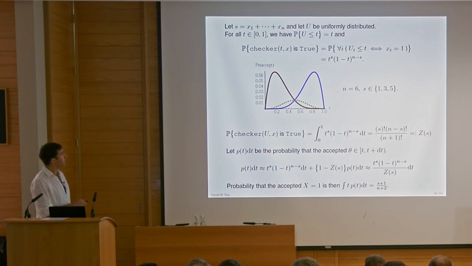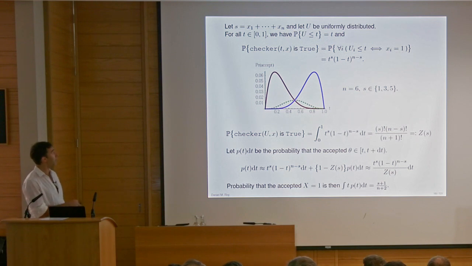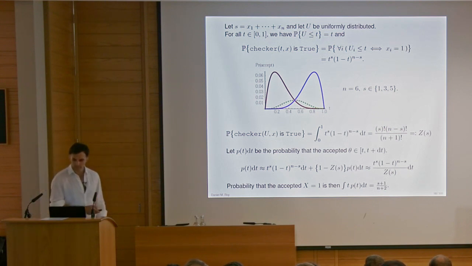All right, so it's useful immediately to introduce this variable s, which is the sum of all the coins that you've seen so far. So of course, if I sum up things that are 0 and 1, then this is giving me a count for how many 1s there are. So s is how many 1s. And then I'm going to introduce a uniformly distributed random variable. In particular, since it's uniformly random, for any element t in the interval, the probability that u is less than that value t is t. That's what it means to be uniform.